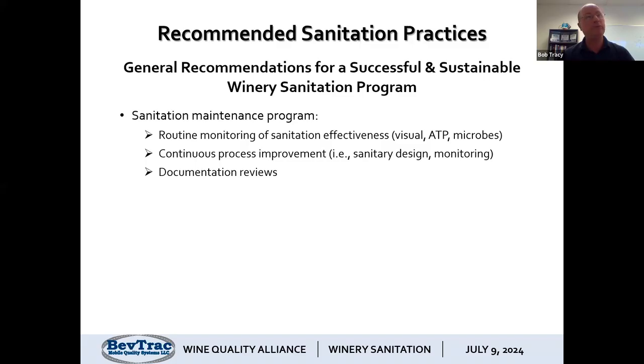The one area that I find wineries do this most often is bottling lines, where before they bottle in the mornings, they'll do an ATP test of their filler spouts, their corker, their sparger, just to make sure that their sanitation practice is effective.